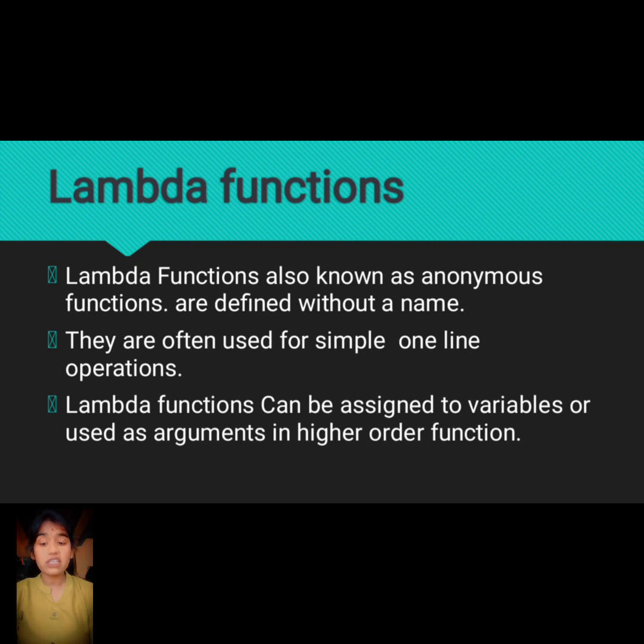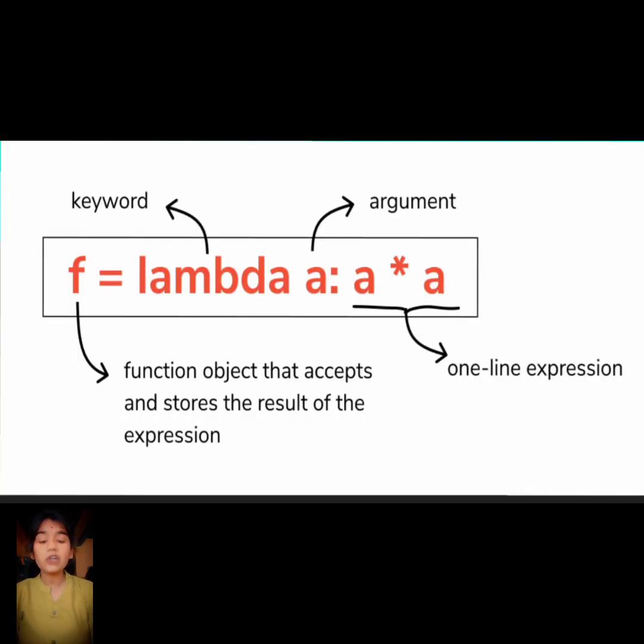Lambda functions, also known as anonymous functions, are defined without a name. They are often used for simple one-line operations. Lambda functions can be assigned to variables or used as arguments in higher order functions. Here f is equal to lambda a: a star a. Here f is the function object that accepts and stores the result of the expression. Here lambda is the keyword, a is the argument, a star a is the one-line expression.